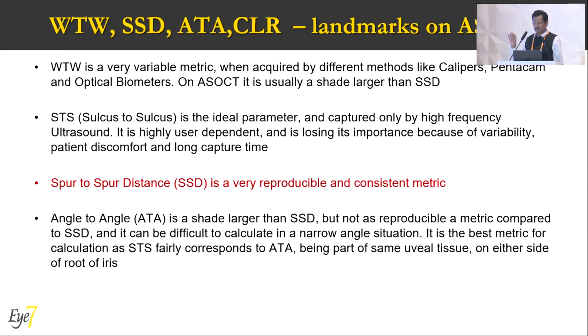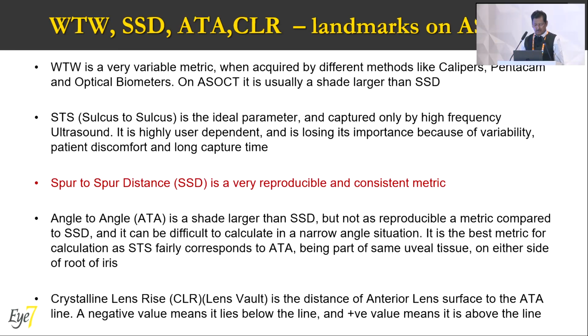Because the angle to angle very clearly corresponds to the sulcus to sulcus, because they are both uveal tissue, both based on the root of the iris. One is in front of the root of the iris, one is at the back of the root of the iris. So if you have to say which will match most the sulcus to sulcus, it should be angle to angle. Both are uveal tissues at the root of the iris. I'm just talking about a very fundamental thing, and probably I'll just finish it off.